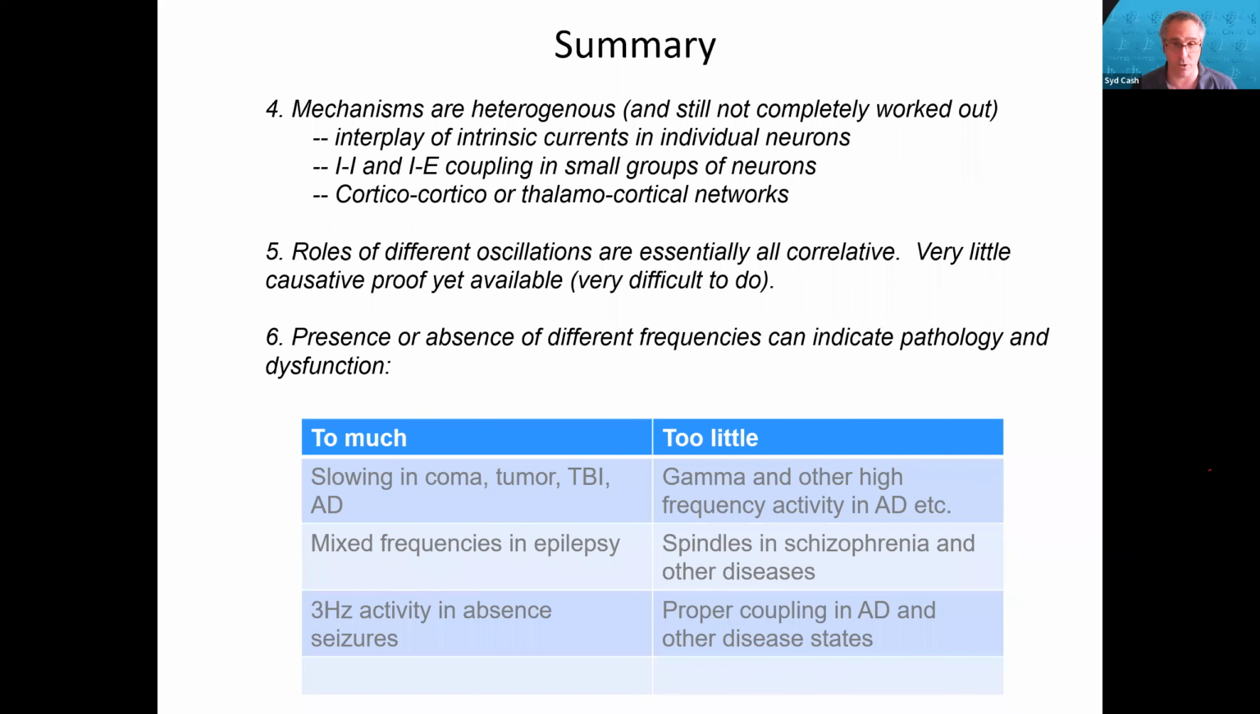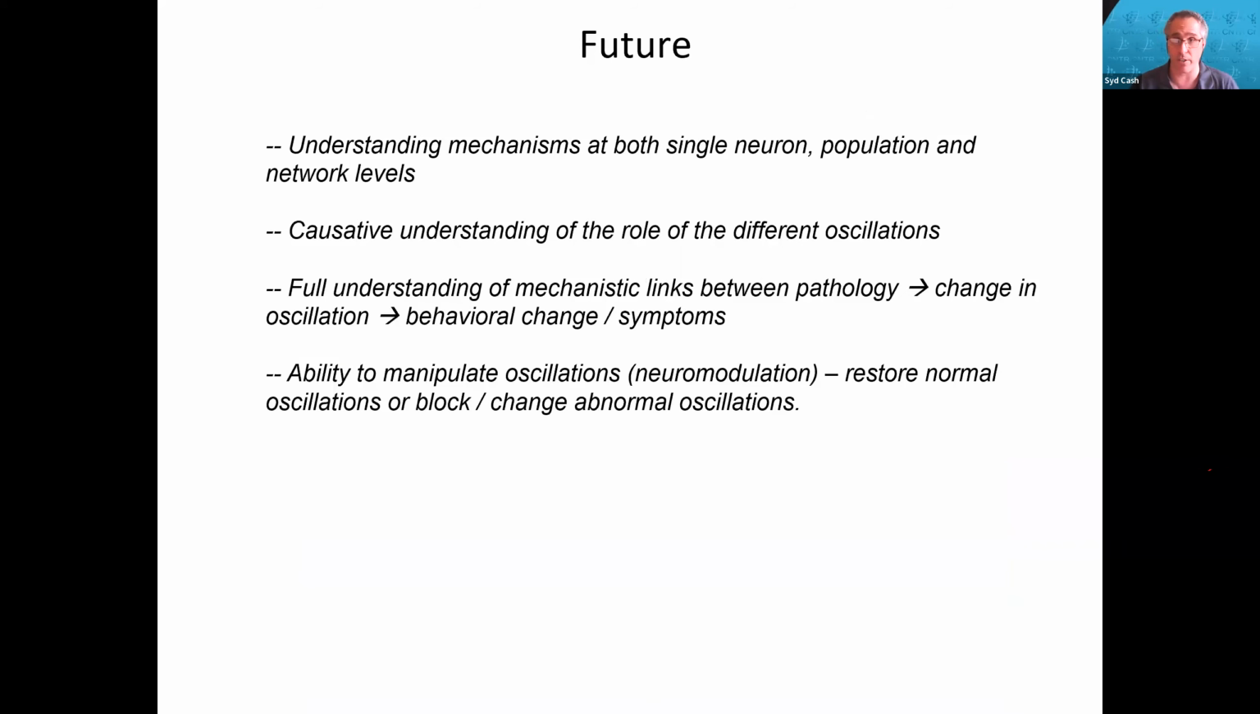And more, we're turning toward thinking of them as targets. So there's a lot of work still going on, and it's still necessary for understanding the mechanisms at the single neuron, the population, and the network level, and getting to that causative question. And then really what we want to do is get to a full understanding of the mechanistic links between normal oscillations and then pathology, how that changes or is resulting in a change in the oscillation and how that is impacting behavioral changes or symptoms.